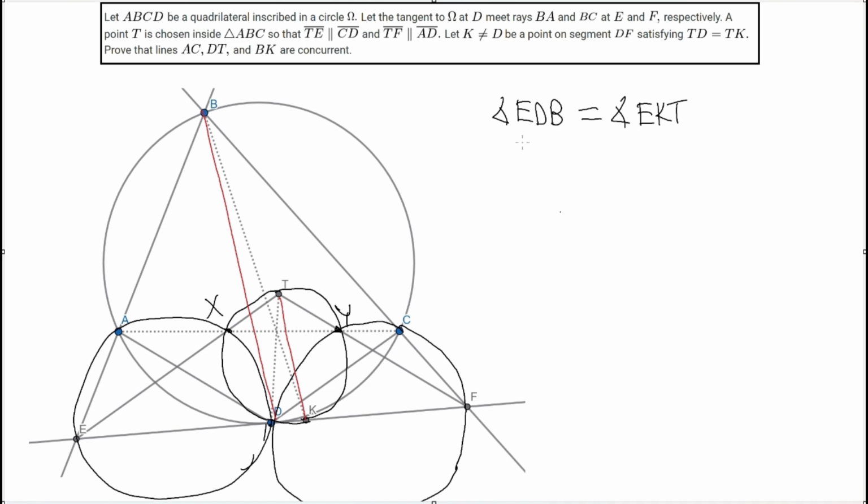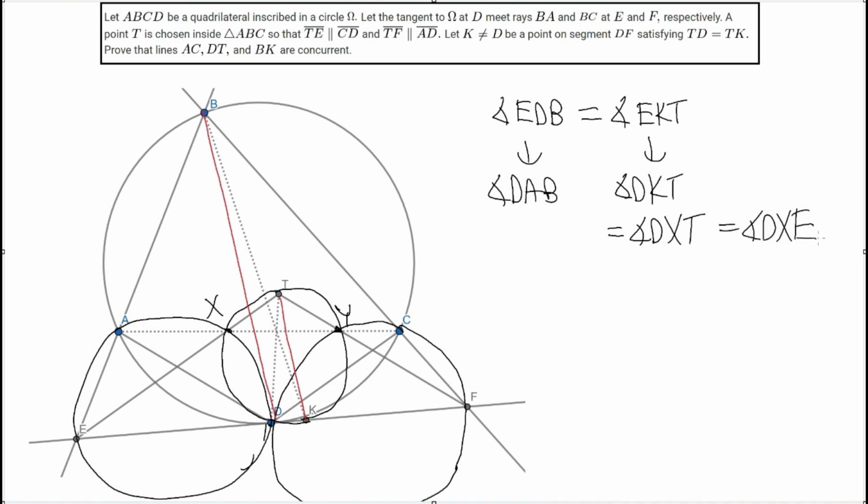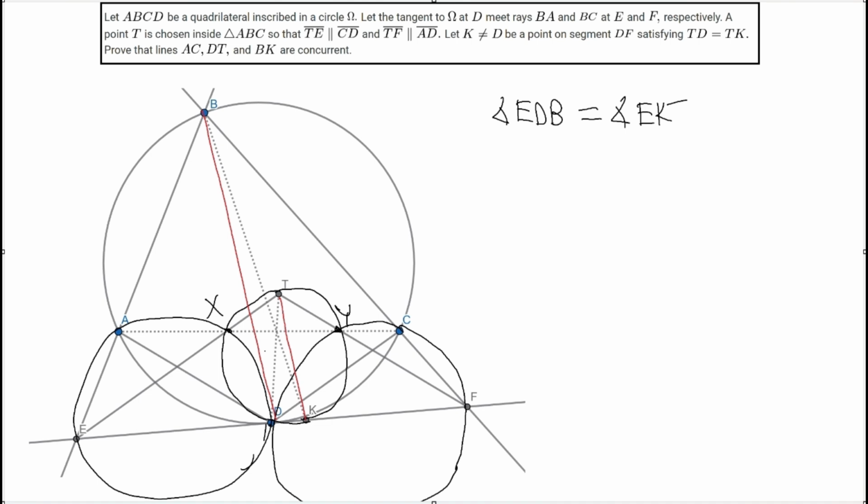Now, directed angle EDB by the tangency, that's pretty easy to conquer. That's just DAB. Now, directed angle EKT, that's just directed angle DKT. But recall how directed angle DKT, because of the circle, is directed angle DXT. And this is directed angle DAE by the circle here. And that means that this is just directed angle DAB. So that means that these two angles are equal, and therefore the two red lines are parallel, as we need.